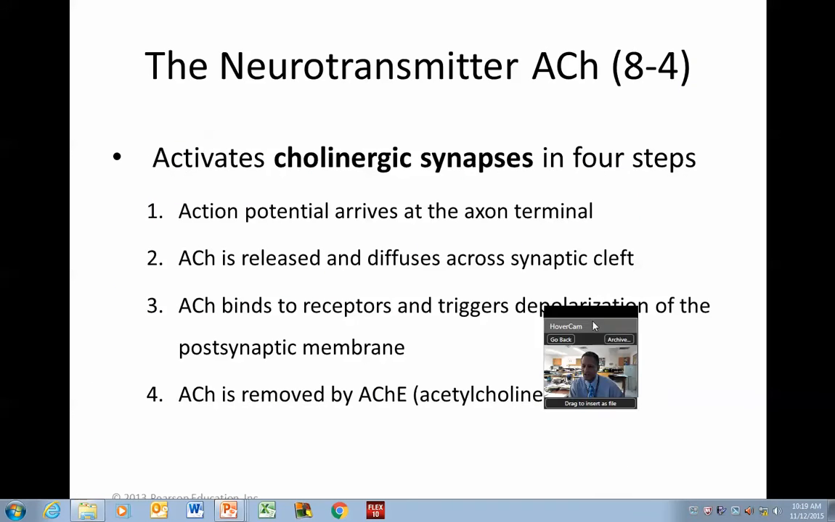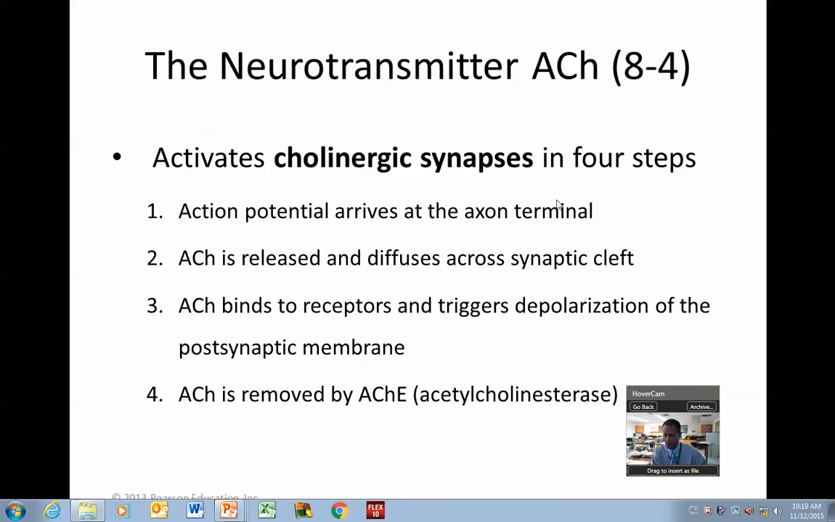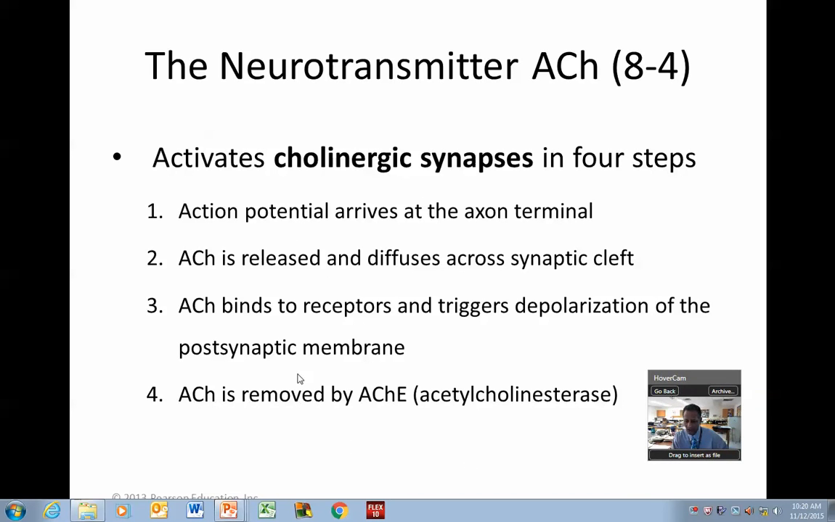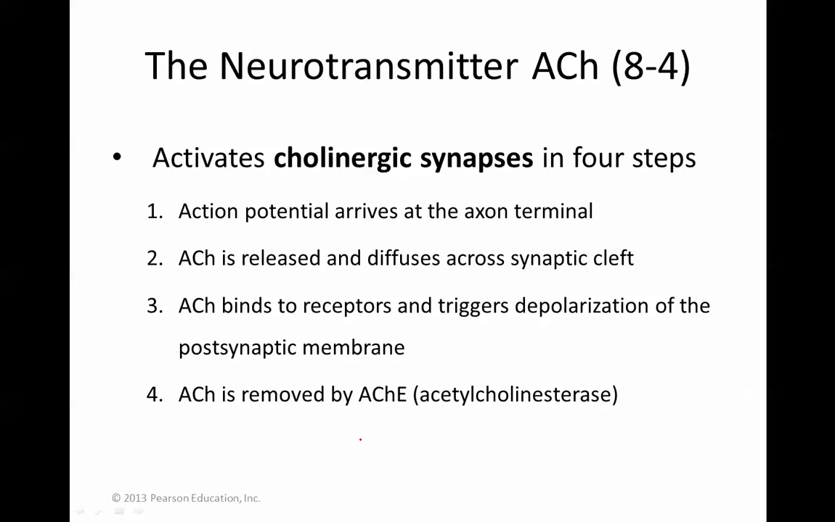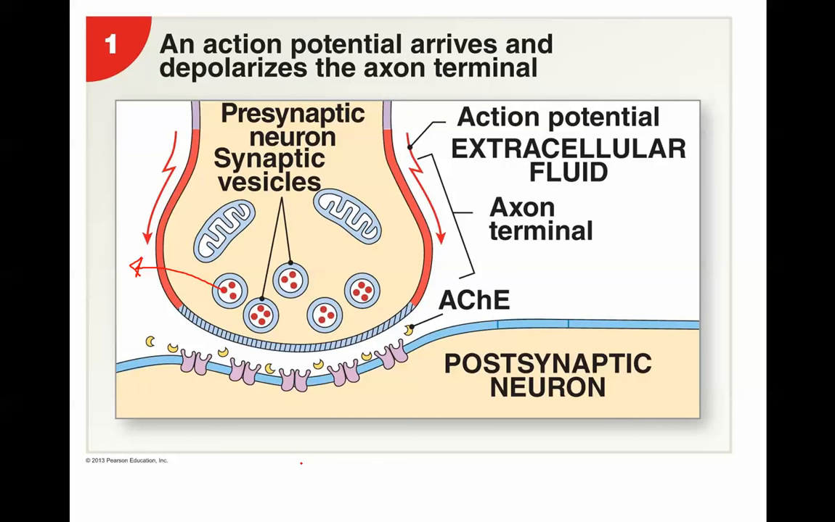And what we're going to do is the cholinergic synapse. We're going to say the action potential arrives. The ACh is a neurotransmitter, so it's going to be released and diffuse across that cleft, and that's going to trigger a depolarization of the post-synaptic membrane. So this post-synaptic membrane is actually cell 2. And then what happens is you're going to recycle this. So let's go ahead and talk about what's happening here.